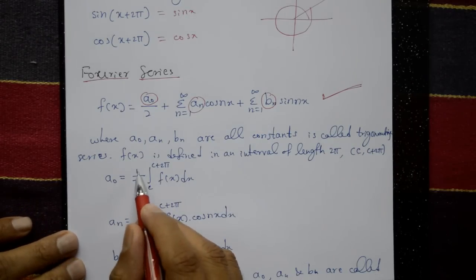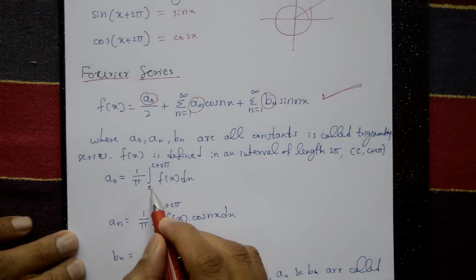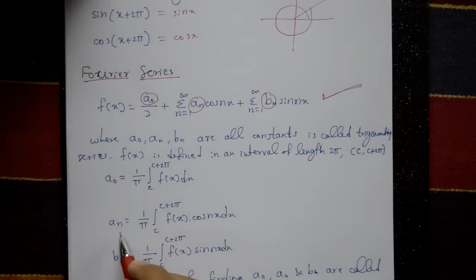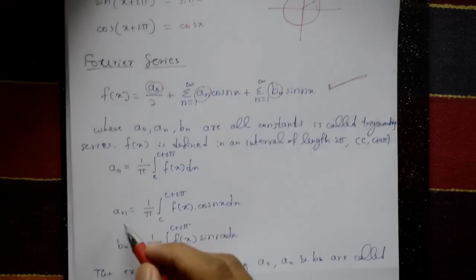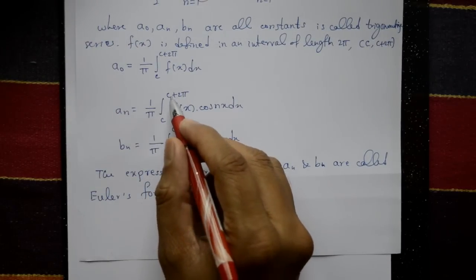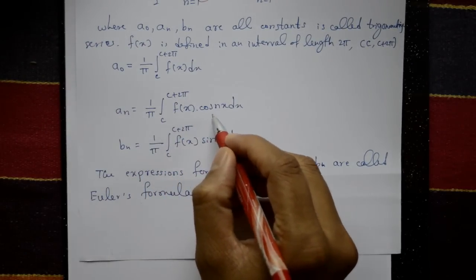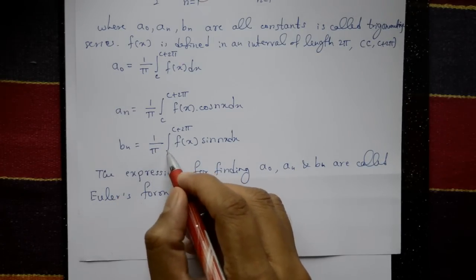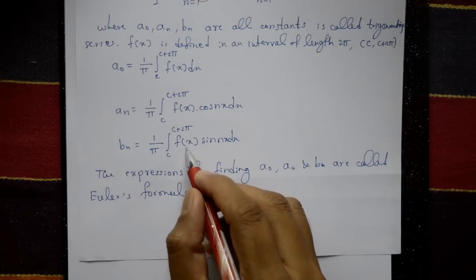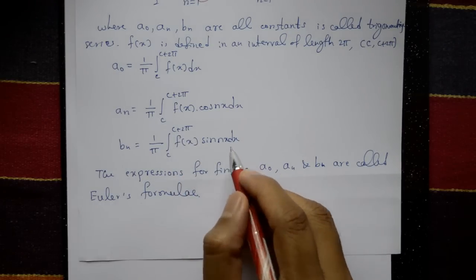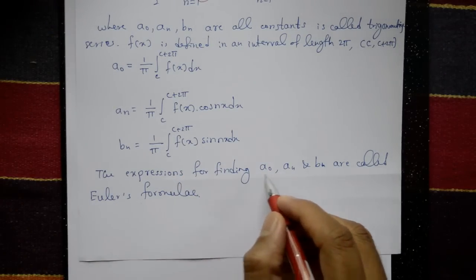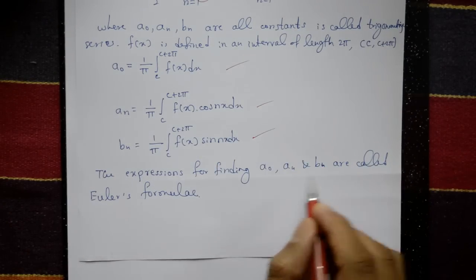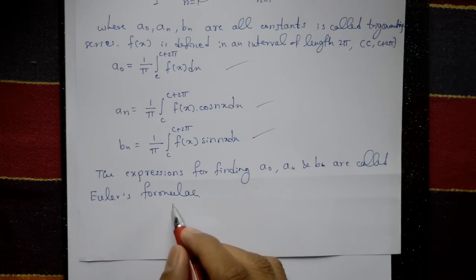Now a0 is 1 by pi integration from c to c plus 2 pi f of x dx, and an is equal to 1 upon pi integration from c to c plus 2 pi f of x into cos nx dx. bn is equal to 1 by pi integration from c to c plus 2 pi f of x into sin nx dx. The expressions for finding a0, an, bn are called Euler's formula.